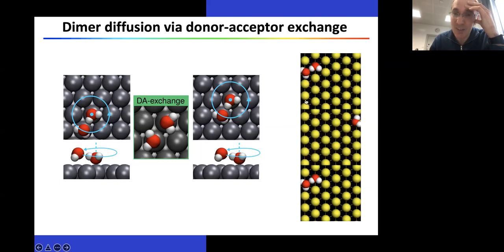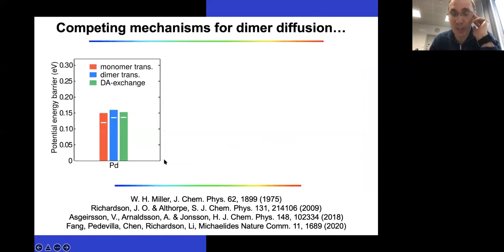So essentially you get this waltzing mechanism. The interesting thing then is this exchange of the hydrogen bond. It's known from gas phase spectroscopic work that tunneling can be very important to this exchange process. And so we then set about to understand, are quantum nuclear effects important to this diffusion process?